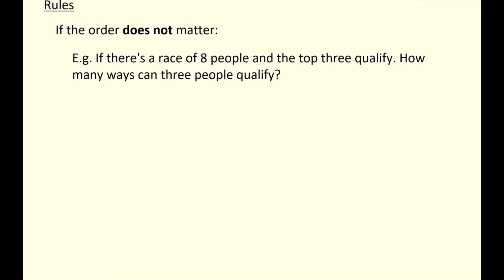Now I just want to know how many ways can 3 people qualify. So here it's different, because if you come first, as far as I'm concerned, that's exactly the same as if you come third. There is no difference between coming first or third for this race. You qualify either way. So here the order does not matter. You don't care if you come first, second or third.